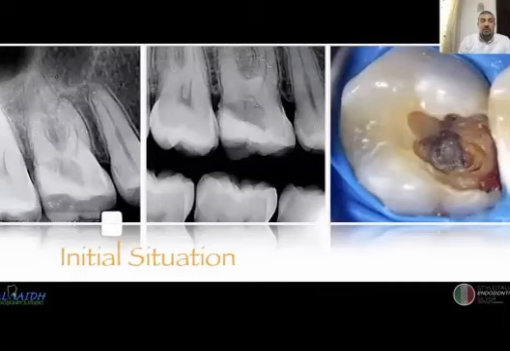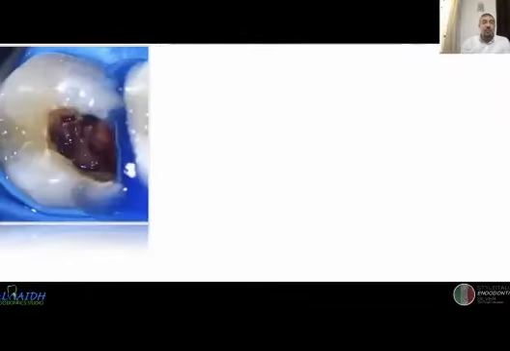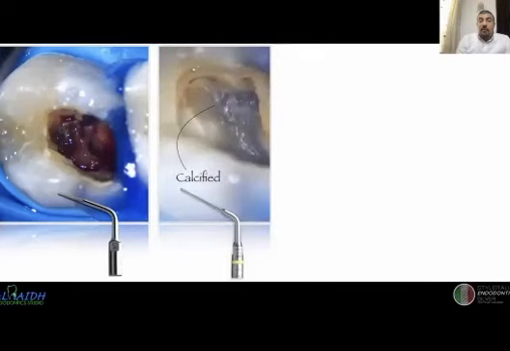This is a very good example. This patient was referred because the dentist couldn't find any canal. As we can see, the pulp chamber is calcified here. This is the initial situation. After removing the calcification or stones using an ultrasonic instrument, this is the pulp. And after removing the pulp, this was the pulpal floor.